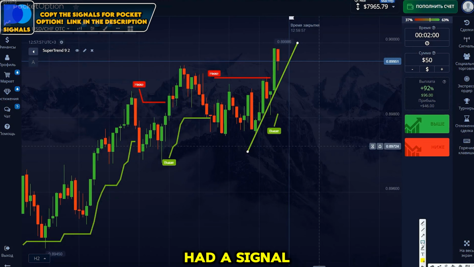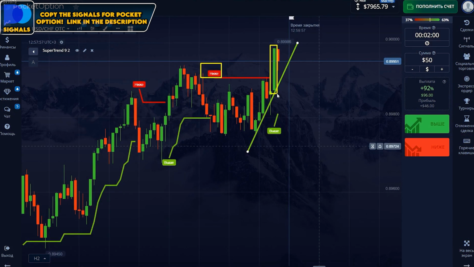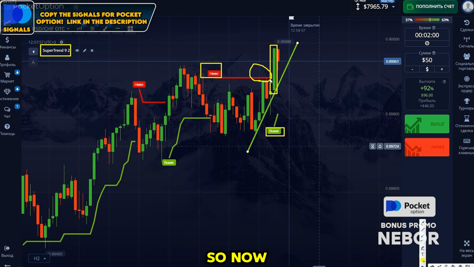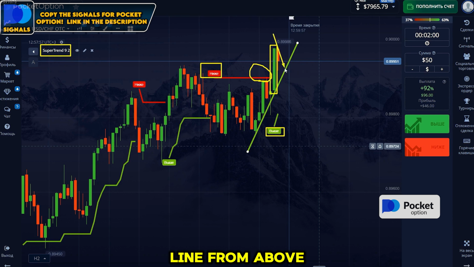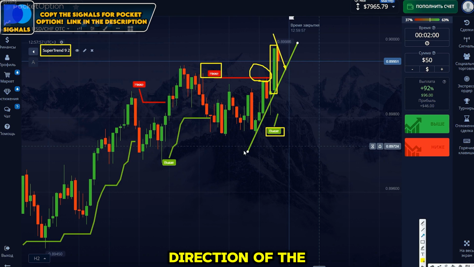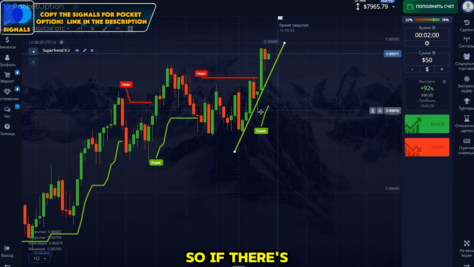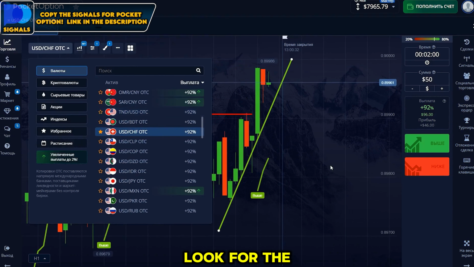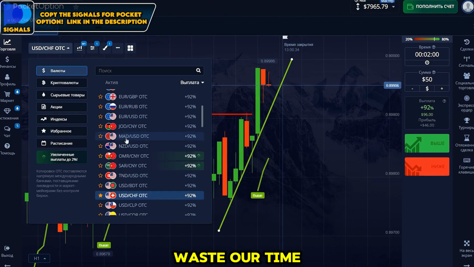The logic of entering is quite simple. Look, guys, we had a signal below earlier. Then this green candle with a big spike just crossed the red signal line upwards. After the crossover, our Supertrend indicator gave us a signal to go up. So now, when the price approaches our trend line from above, we're going to enter in the direction of the signal, which is up. Let me add this currency pair to favorites, and we can look for the next situations, so we don't waste our time, okay?